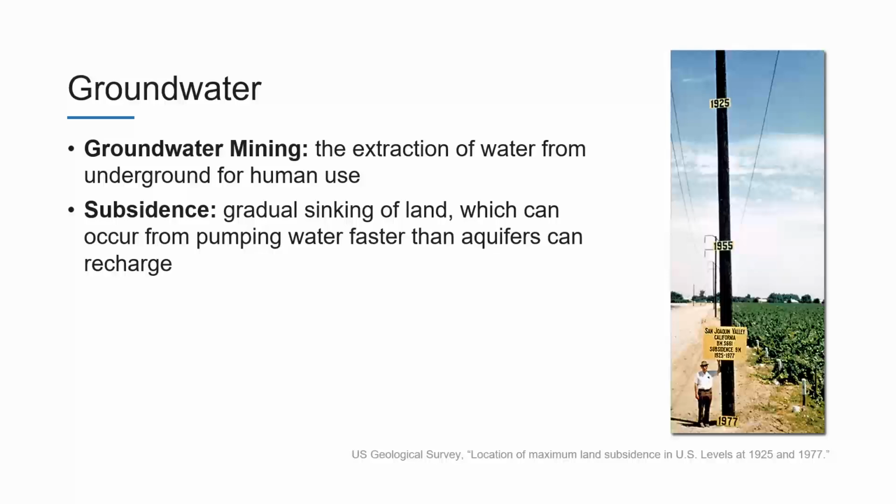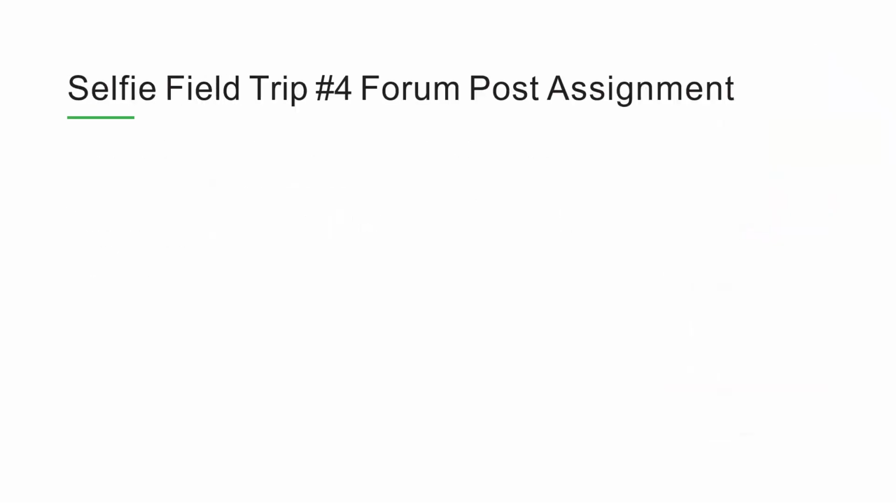On the right here is this famous photograph about subsidence. It shows a man standing next to a pole in the Central Valley, showing the ground level in 1925 at the top of the image and at his feet in 1977. So over about 50 years, the ground in this area sank 9 meters, which is about 30 feet. So subsidence shows the risks of overusing groundwater. So altogether, water is stored in oceans, ice, surface water, and groundwater, each with its own dynamics.